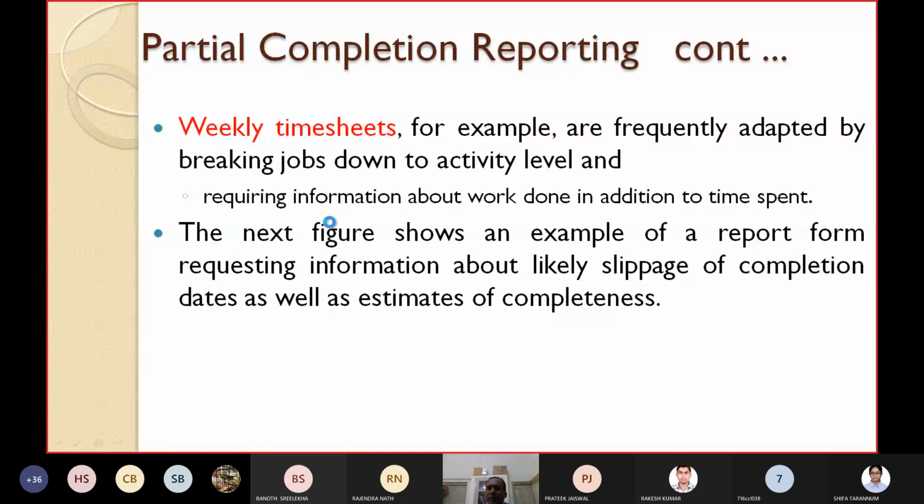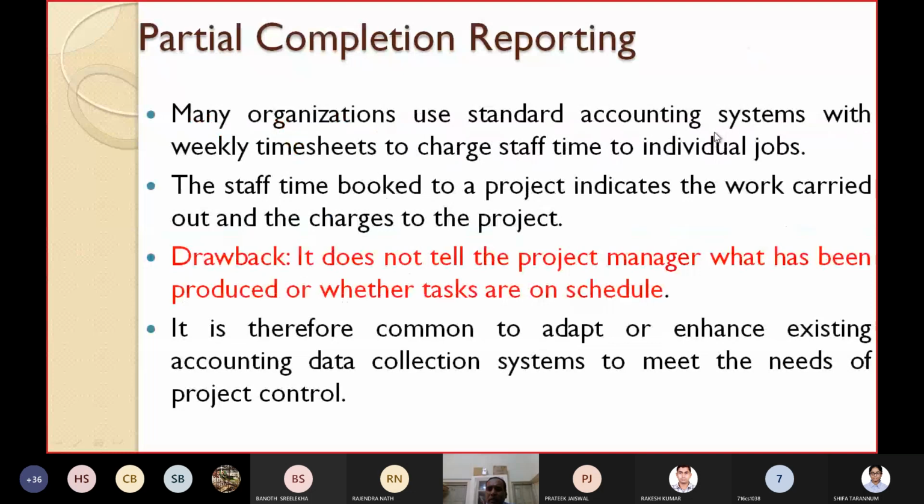If we use a weekly time sheet, how will we prepare it? We'll break a job into several activity levels, into several activities. Each activity will be divided into some activities. Then time represents the information about the time here.